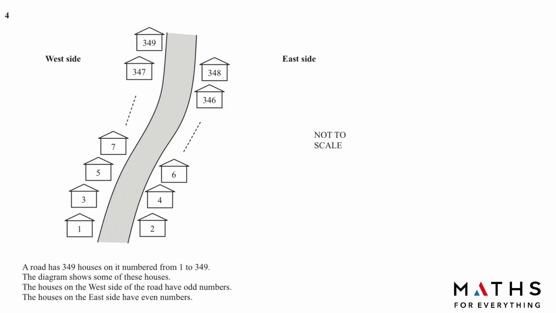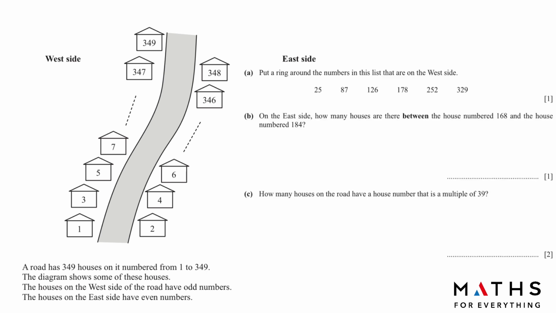Question number 4. It looks like an interesting question. We have been given a diagram. There's a west side and there's an east side. A road has 349 houses on it numbered from 1 to 349. The diagram shows some of these houses. The houses on the west side have odd numbers and on the east side have even numbers.